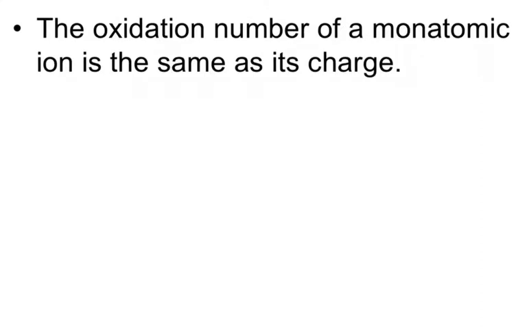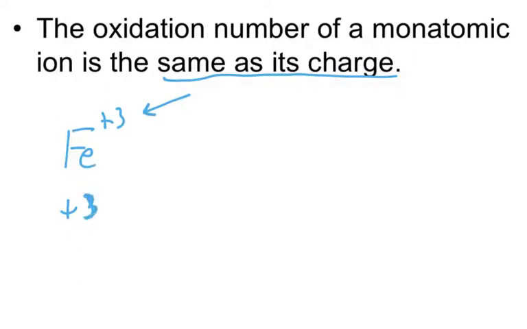Now, here's the next one. The oxidation number of a monoatomic ion is the same as its charge. A monoatomic ion would be an element that has a charge, an ion basically. So let's take iron. If you see that iron is +3, the oxidation number, according to this rule, is the same as its charge. So this one has a +3 oxidation number.